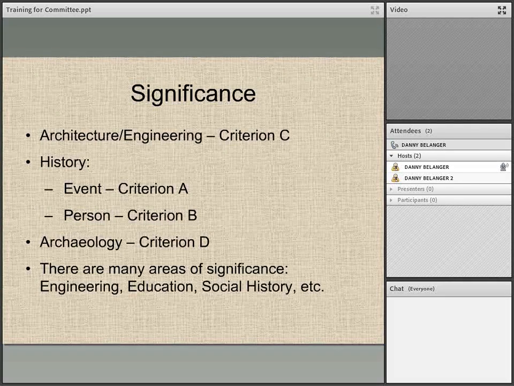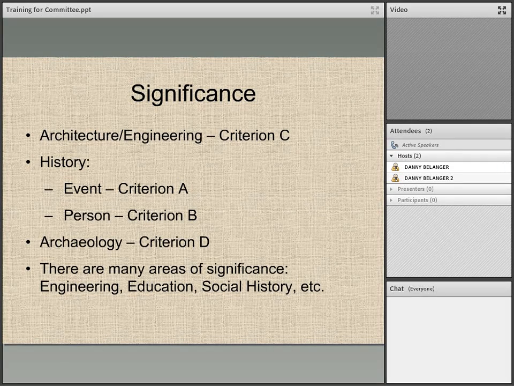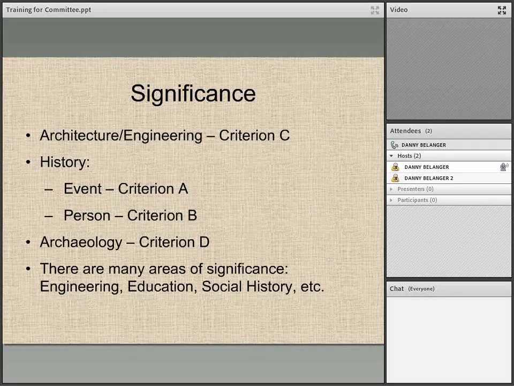As we talked about earlier, significance will cover those criterion. So architecture and engineering will be under C. History, either for an event, will be under A, or with a person, will be under B. And archaeology will be under criterion D. There are many, many areas of significance, including engineering, education, social history, and these are all defined in a National Park Service bulletin, so you have to pick from those specific categories. So what you see on the nomination will be from a National Park Service bulletin.